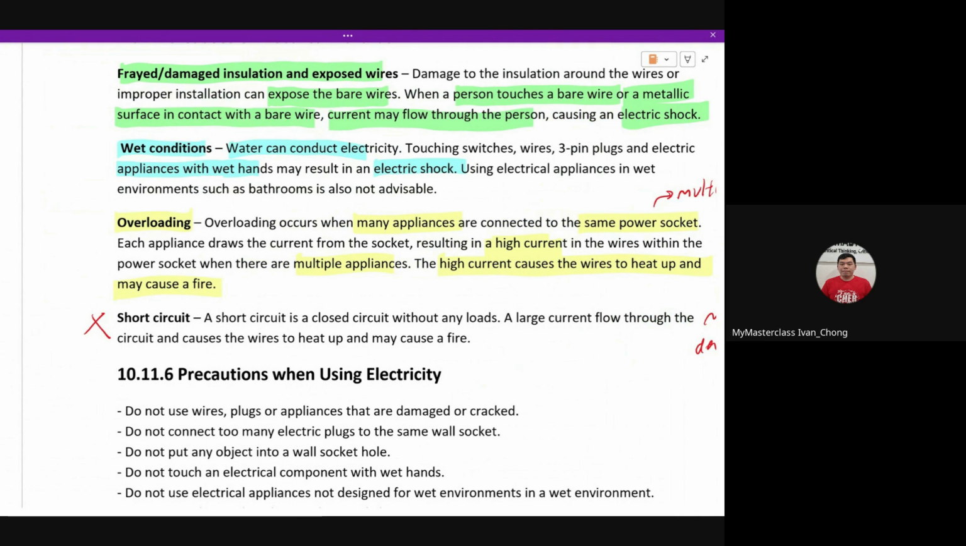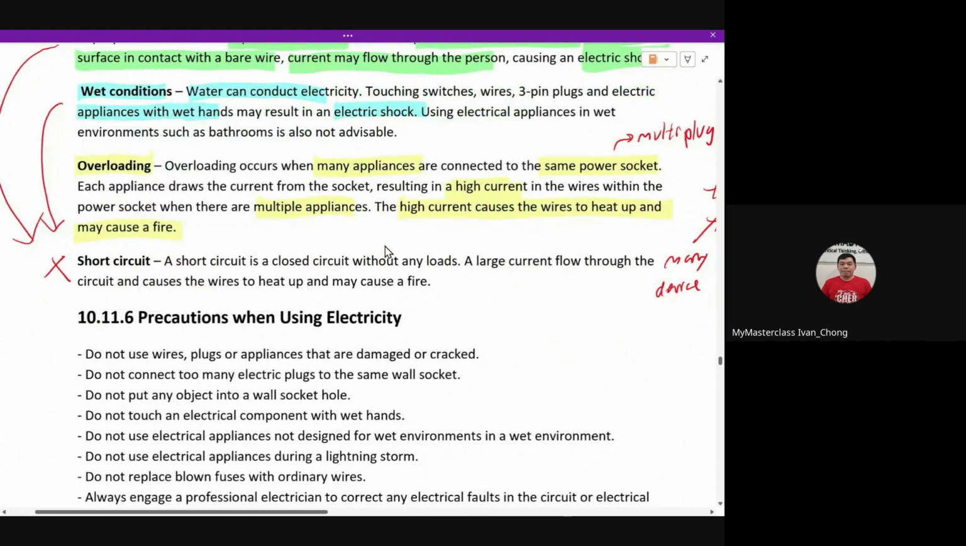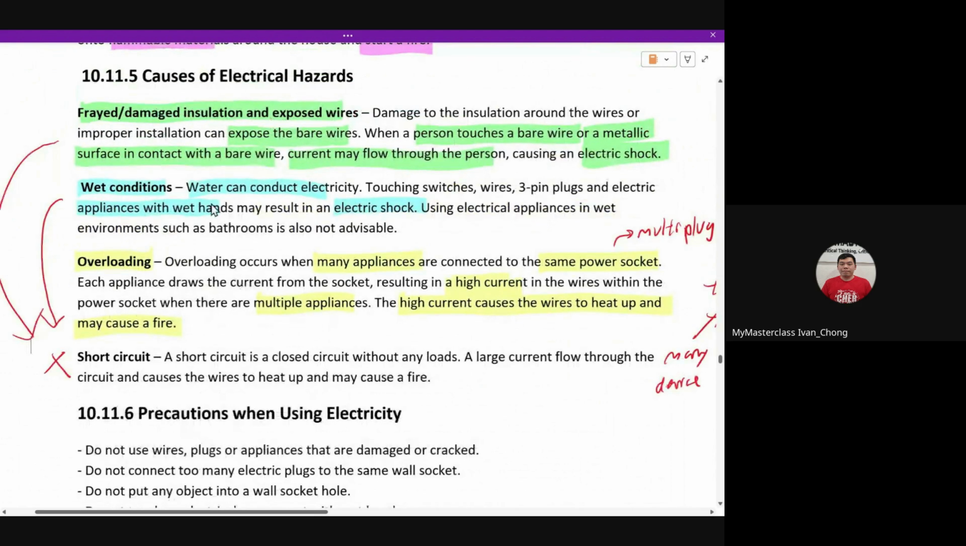Last but not least, we don't really use short circuit to explain. Short circuit is more of what happens. It's more of this one causes short circuit, this one causes short circuit. So rather than short circuit directly being a cause, it's more of an intermediate effect. So if you can use the first three, this one we don't really use as an explanation.